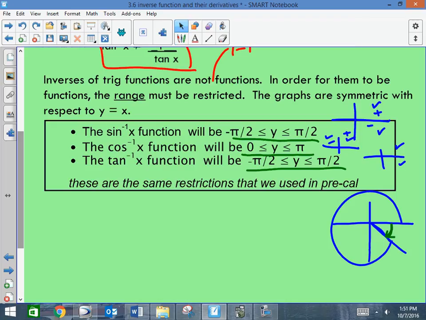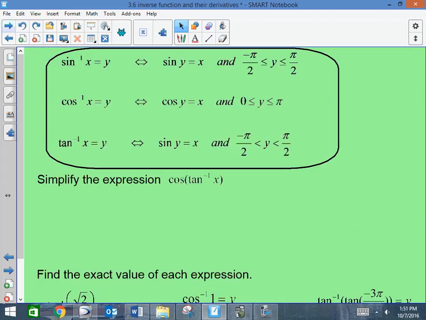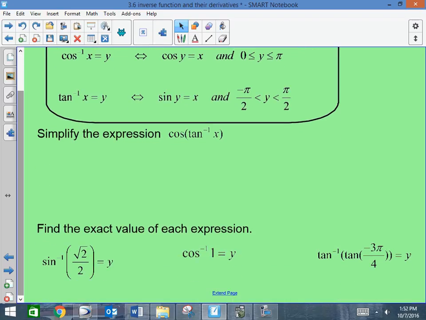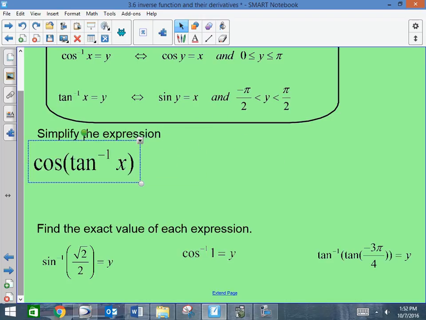Okay? Same restrictions as we did in pre-cal, so that's good. We don't have to switch them. Okay. This is the same idea. This is the inverse. You can't really read it because it kind of disappears, but inverse sine of x equals y, that's the same as sine of y equals x, yada, yada, yada. Okay, so we're just kind of practicing getting into this notation again, I guess. What's the cosine of the inverse tangent of x? How would we do that? Simplify that expression.